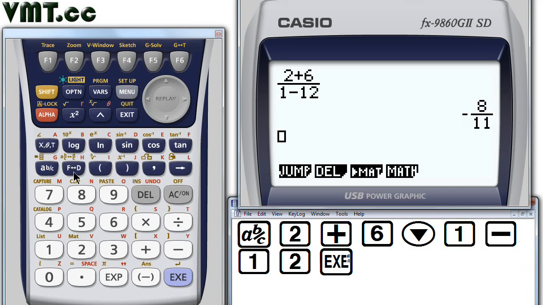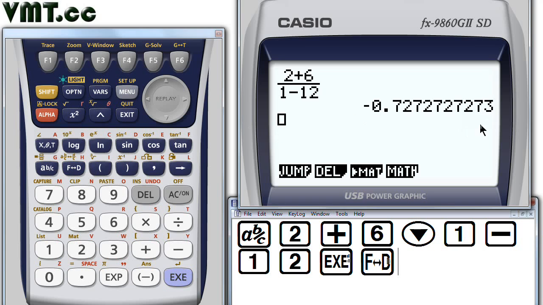To convert to a decimal, press the fraction decimal conversion key. The calculator does round off the final digit to a 3. Make a note of that.